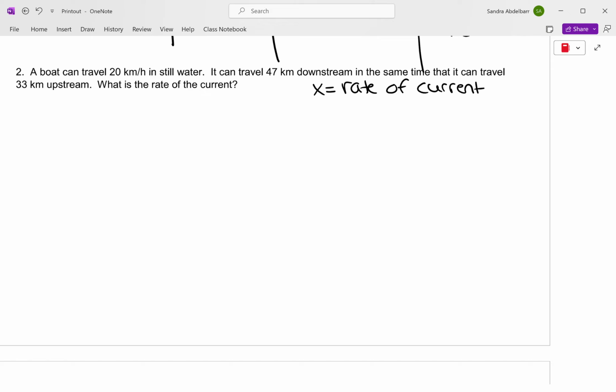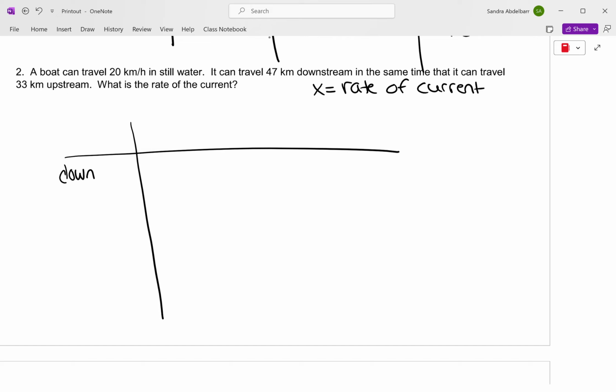Downstream, the current is helping you. But what about if you're going upstream? Is it going to help you or is it going to make it more difficult for you? It's going to make it more difficult because the current's working against you. It's not working with you, it's working against you. So it's your work versus the current's work.